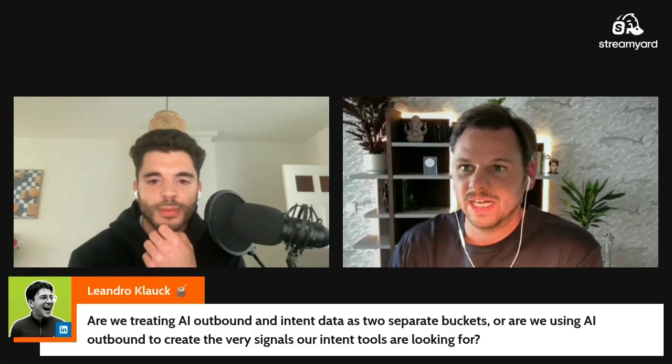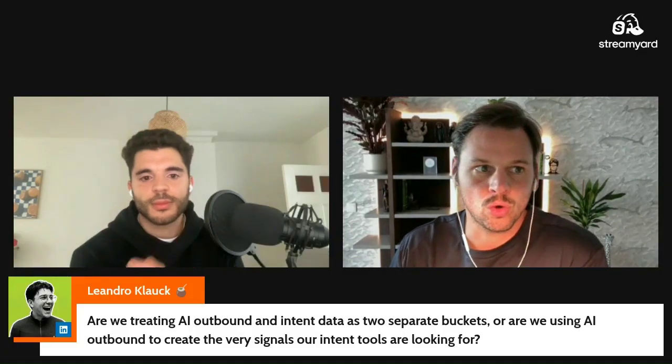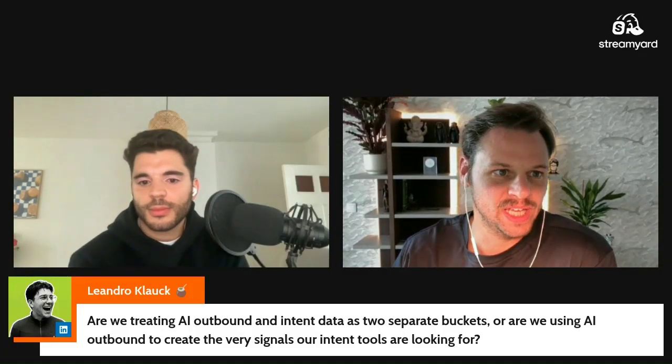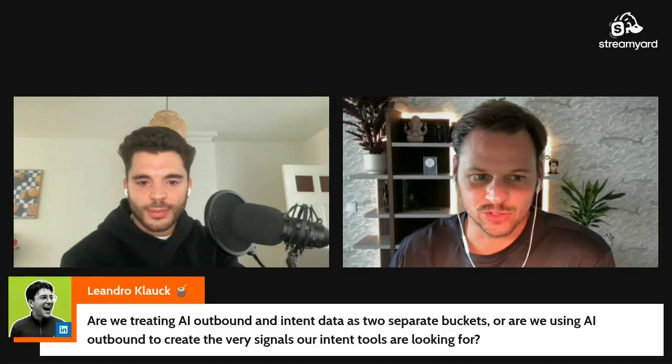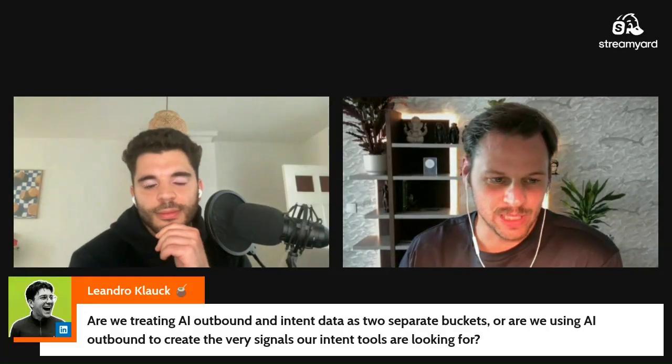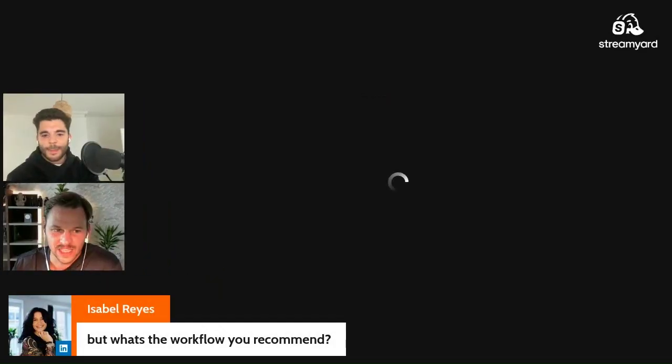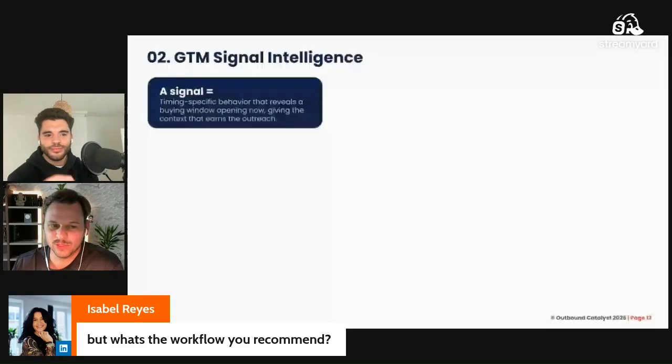I think maybe to answer the whole running signal-based outbound on autopilot, and to go back to Isabel's question and also maybe tackle Leandro's, I'll try to do it all in one thing, like the workflow. So if you have limited resources and you're doing this yourself, this is exactly what I would do. I would build a lookalike audience from my recent closed won accounts, and if you have that data, segment on profitability as the number one metric.